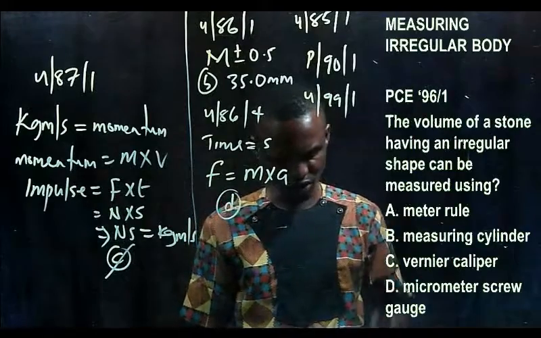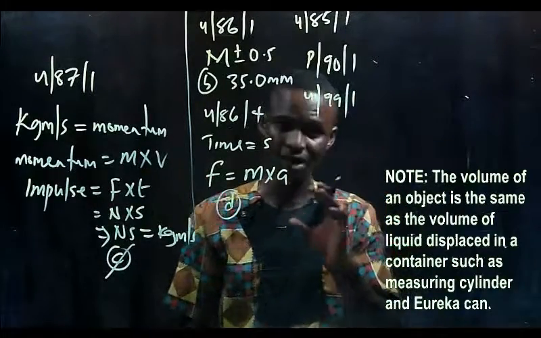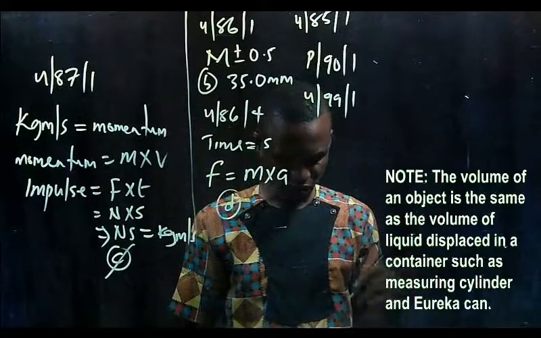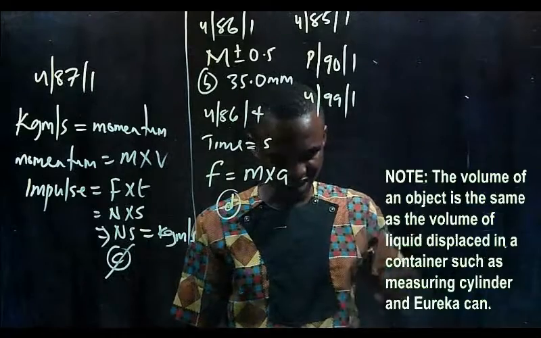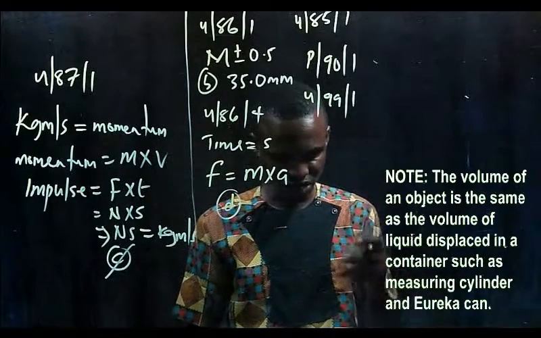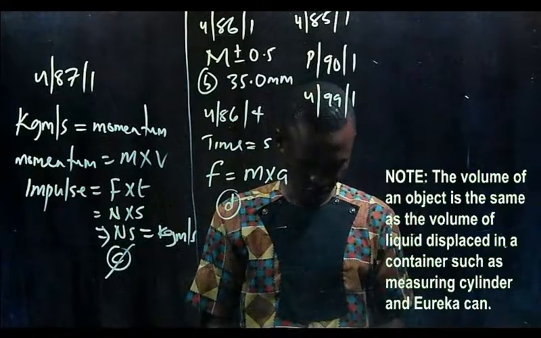You see a little note I have for you on that. It's on the screen. You can just pause and view it. The volume of an object is the same as the volume of liquid displaced in a container, such as a measuring cylinder and or Eureka can.